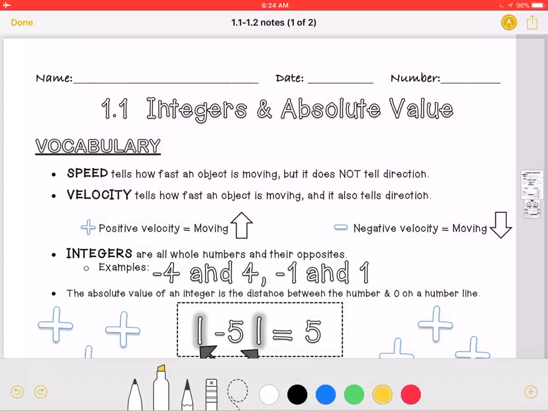Hi class, this is our very first lesson. We're in chapter 1, which is called integers, and we're going to focus on what are integers and finding absolute value and understanding what that is. So we have some key vocabulary here at the top.